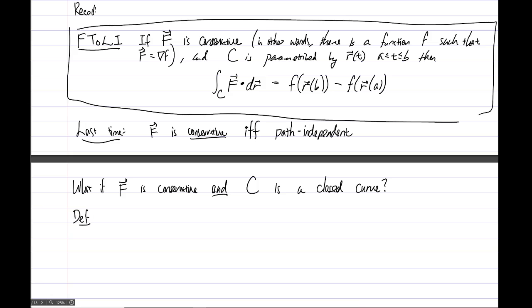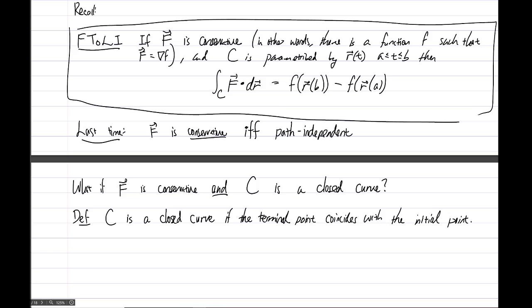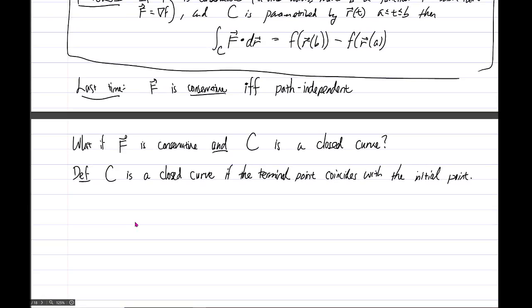Here's a definition. C is a closed curve if the terminal point coincides with the initial point. Coincides may be a fancy word, but it just means that the terminal point and the initial point are the same point. So the starting point and the ending point are the same point.